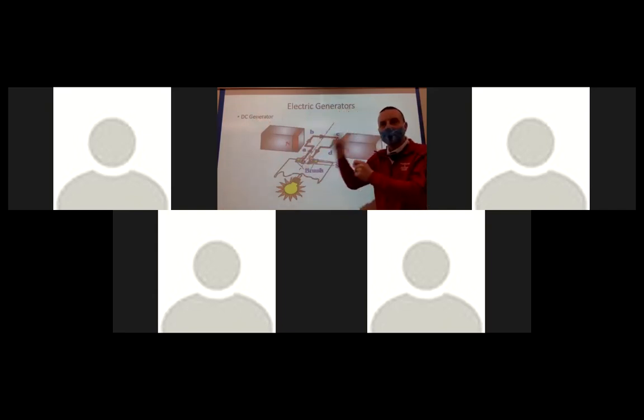Now, technically, there's a pause in the current. There keeps being a pause in the current. But if you spin it fast enough, that pause is such a small period of time, it becomes negligible. So that's a DC generator, the same concept.